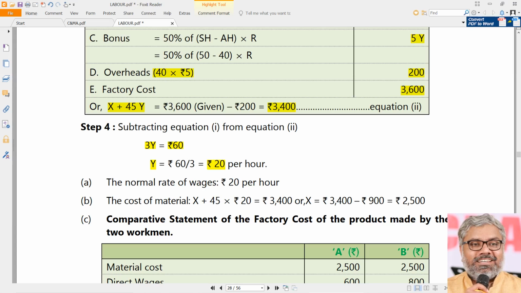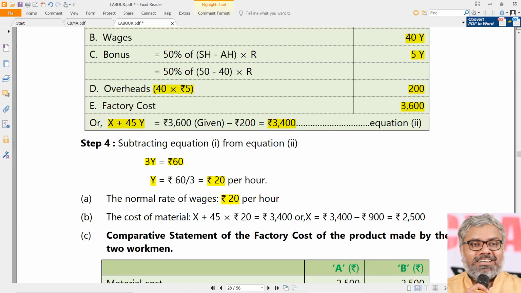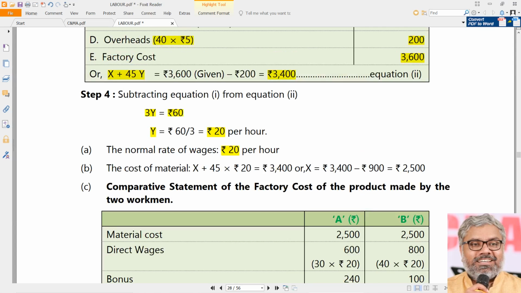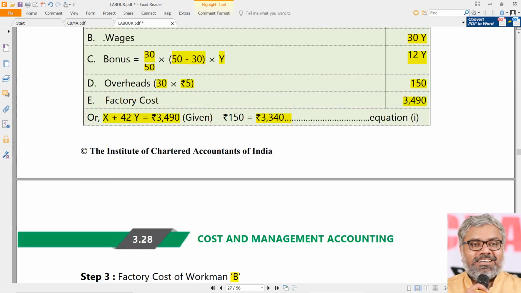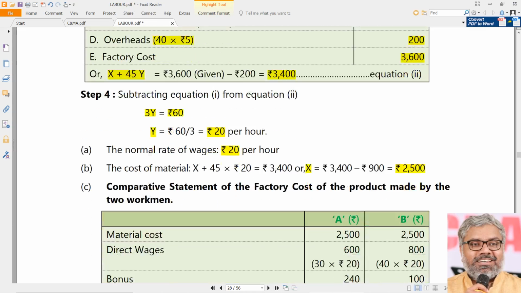That's what we started with. Y was what? Wage rate per hour. That's the answer for question A. That is the normal rate of wages, 20 rupees per hour. Then once you have Y, you can substitute in any one of the equations and get the value for X. Let us say if you substitute in equation number 2, X plus 45 into 20 is equal to 3400. In other words, X will be equal to 2500. So we got X also, Y also. The entire mystery is busted now. So we know how much is the cost of materials, and how much is the wage rate per hour.